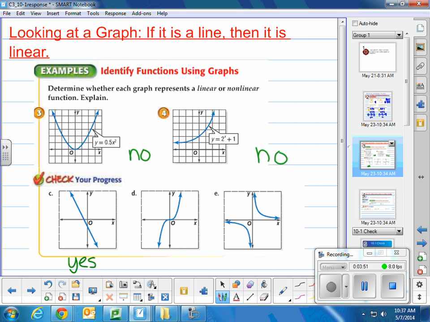The first one is linear because it's in a straight line. The second 2 are not because they are curved.